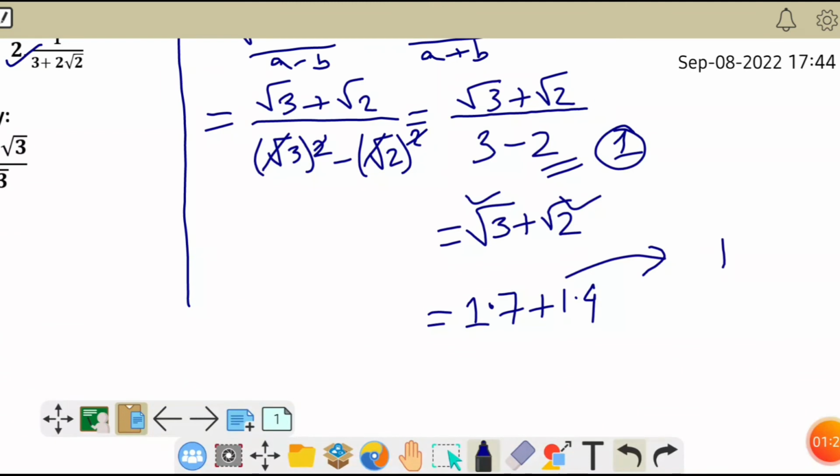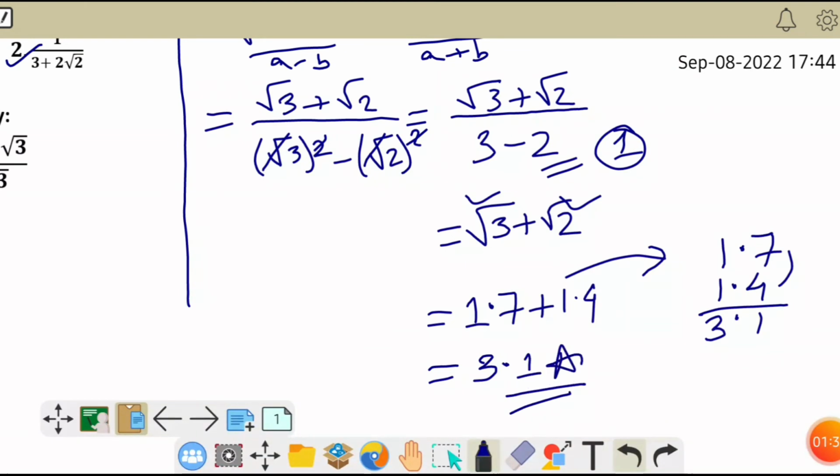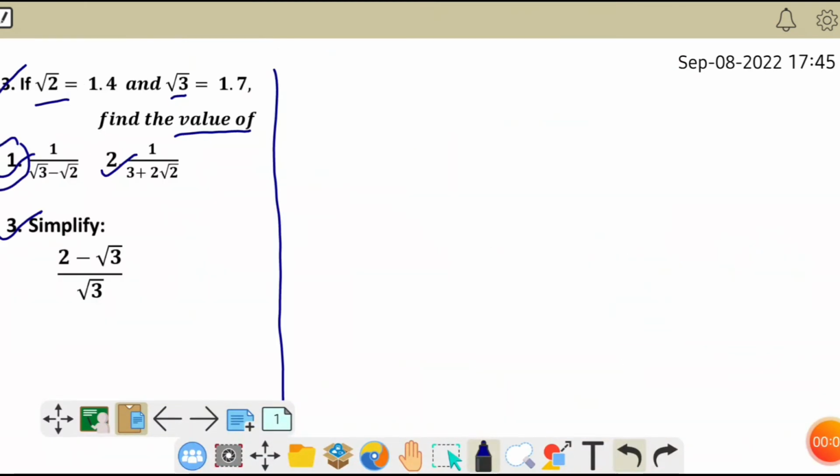Now we have to add these numbers. 1.7 plus 1.4, we get 7 plus 4 is 11. 1 plus 1, 2 plus 1, 3. 3.1. This is our answer. In the same way, we'll solve the next question, that is question number 2.